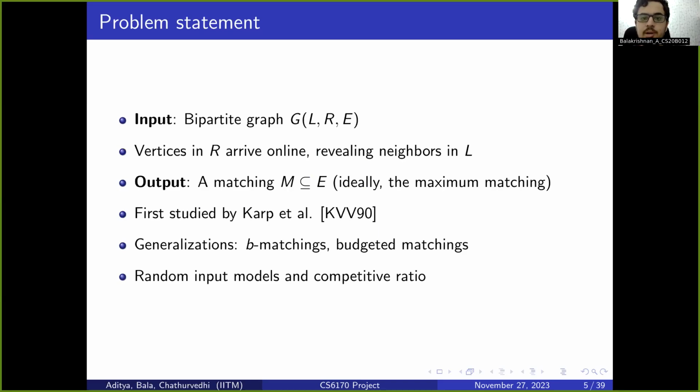This was first studied in 1990 by Karp, Vazirani, and Vazirani. Further generalizations such as B matchings and budgeted matchings were made. Random input models instead of the worst case input model were also studied.